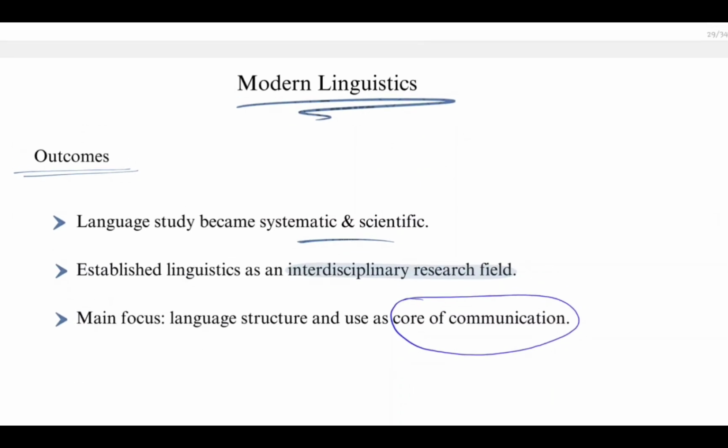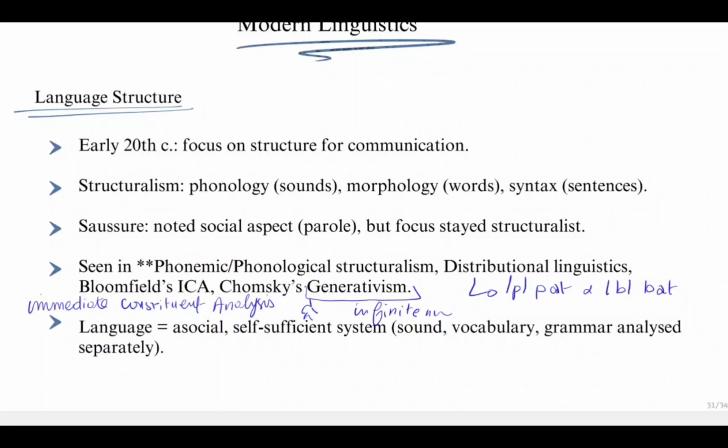Now for the outcomes. Language study became what? Systematic and scientific. They have finally established linguistics as an interdisciplinary research field, and the main focus now is on language structure and use as the core of communication. So again, this will lead us directly to what is called structuralism, which means they were literally looking at the language as a system made of subsystems, that is phonology, morphology, syntax.